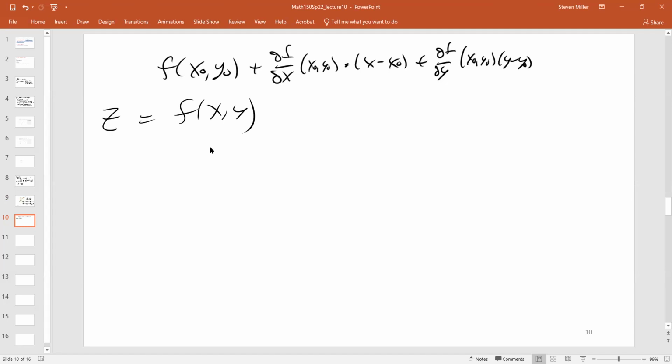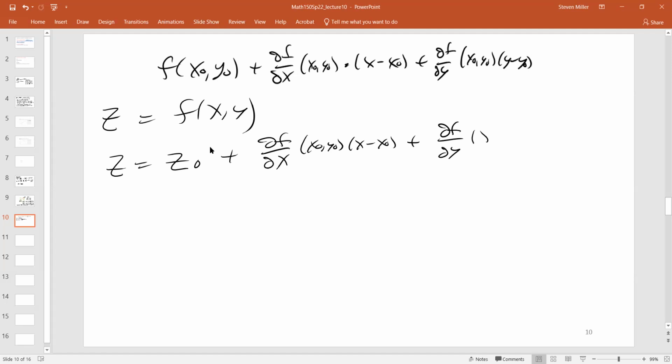Okay. And we want to try to find the equation of the tangent plane. And it should be, z would be z naught plus df/dx at x naught, y naught times x minus x naught, plus df/dy at x naught, y naught times y minus y naught. And of course, z naught is just the initial point, f of x naught, y naught.